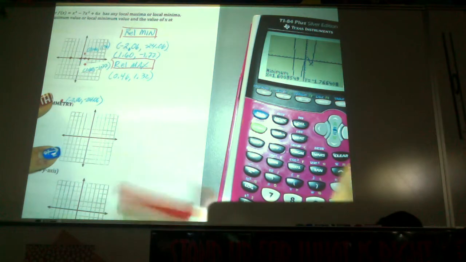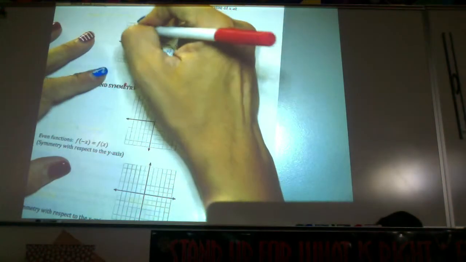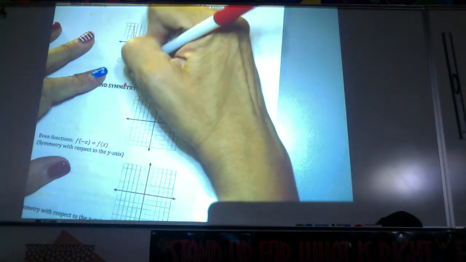And now we have all the points that we need in order to connect the dots. So starting high and going low.